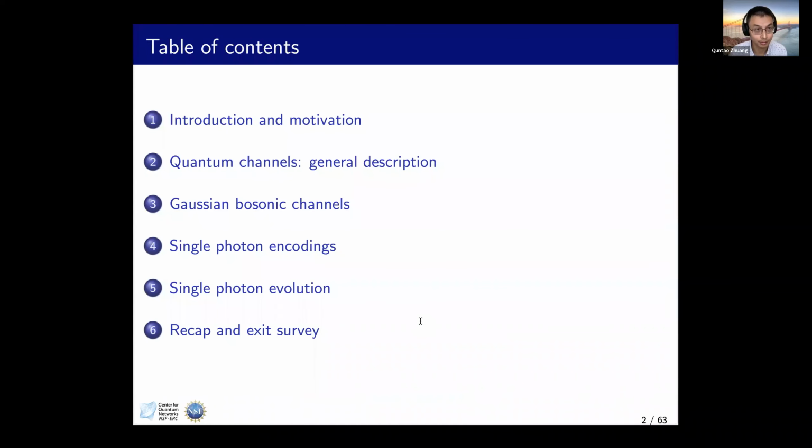And here's a short table of contents. We'll begin with some introduction, and we'll go with some general description of what a quantum channel is. And then we will finalize to Gaussian bosonic channels, which are the typical models we are going to rely on. And then this model will also be applicable to single photon cases, which will lead to more special channels. And eventually we'll have some recap and exit survey.